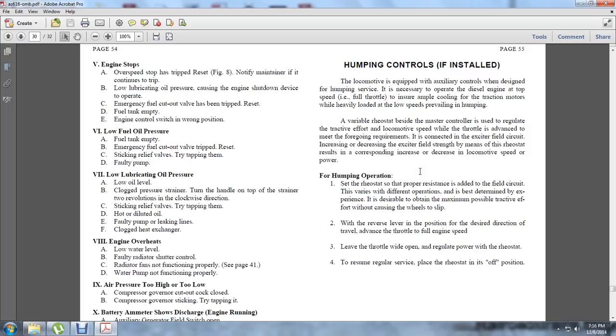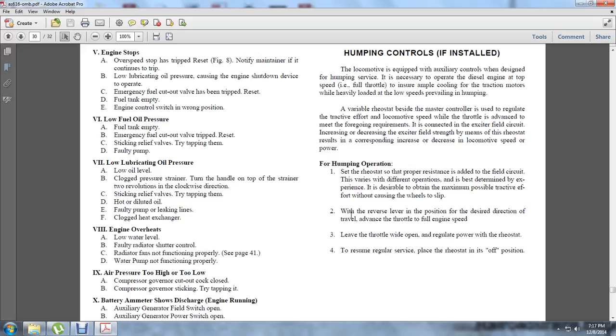8. The engine overheats. Low water level. Faulty radiator shutter controls. The radiator fans do not function properly; see page 41. The water pump is not functioning properly. Air pressure too high or too low. The compressor governor and cutout, and the cock closed. The compressor governor sticking; try tapping it.